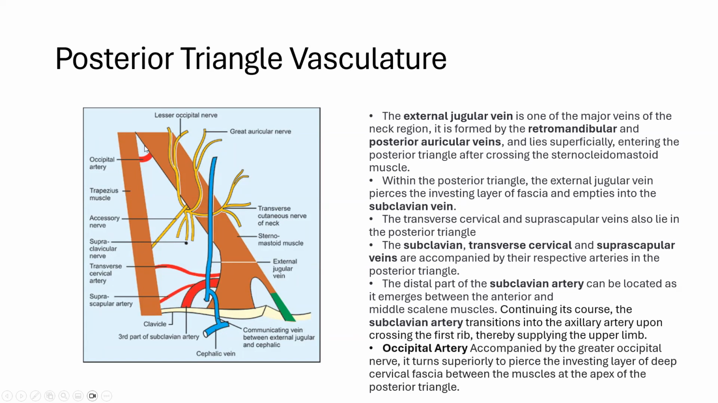This is the occipital artery. Accompanied by the greater occipital nerve, it turns superiorly to pierce the investing layer of the deep cervical fascia between the muscles at the apex of the posterior triangle.